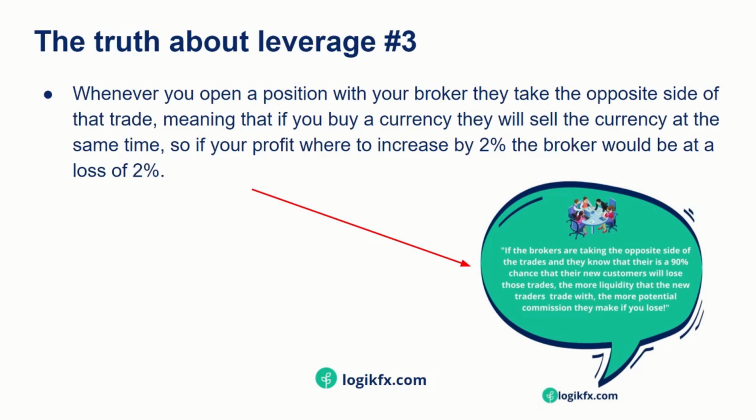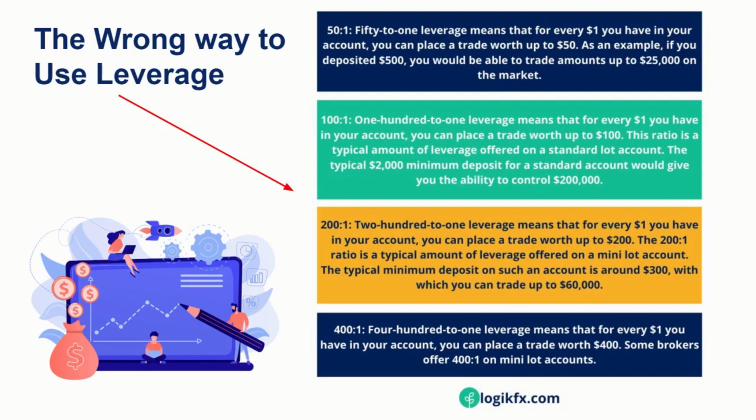If the brokers are taking the opposite side of the trades and they know that there is a 90% chance that their new customers will lose money in 90 days, the more liquidity that they give the new traders, the more potential commission they make, because the more likely you are of losing your money and losing your trades, meaning that they make money, so their commission increases when your profits do not increase. And this is the wrong way to use leverage.